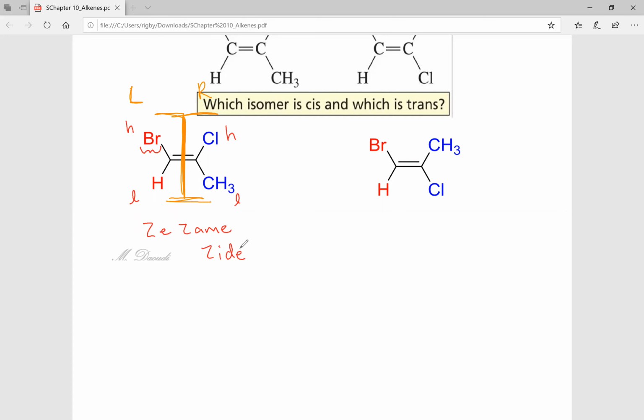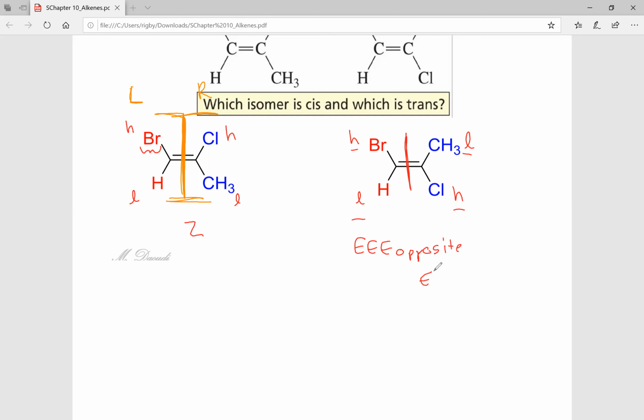It stands for a name, but I don't remember what it is. The only thing that I ever remember is Z, same side, and that's what Z is for, at least in this case. Okay? So now what about the other example here? So we can see here that bromine is still high, H is still low, and the same thing is still over here. Cl is still high, and CH3 is still low. However, we see here that the highs and lows are on opposite sides. So it's going to be the E configuration.